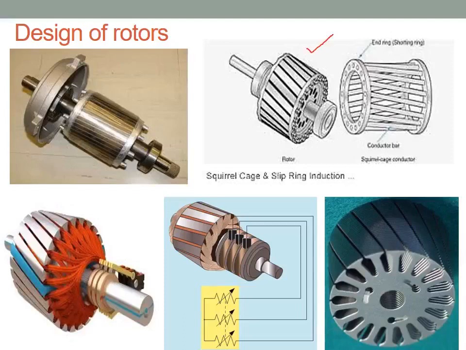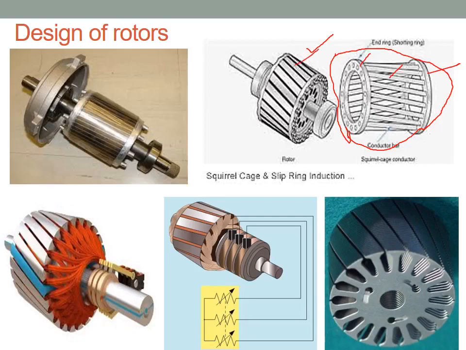The name squirrel cage has been used because, as you can see here, it looks like a squirrel cage. So here you can see these are the end rings. Two end rings are there, and these are the bars. These bars are shorted to the end rings. Usually these are made up of aluminium.